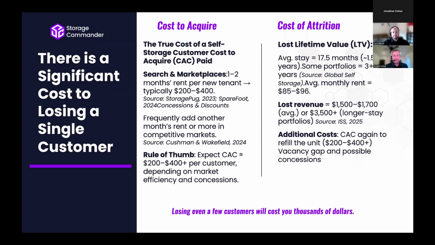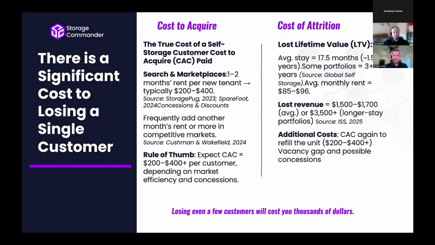So around $200 to $400 of an investment to acquire a customer. And then we also look at the cost of attrition. The cost of attrition, we look at the lost lifetime value, the LTV. On average in the industry, we see customers staying at a facility for about 17 and a half months. Some portfolios have 3+ years average stay. So when we look at this, we really calculate it to be based on the average monthly rent of around $85 to $96, a $1,500 to $1,700 LTV in lost revenue. So if you take the cost to acquire plus the LTV, you have a significant amount of revenue and investment in these customers.